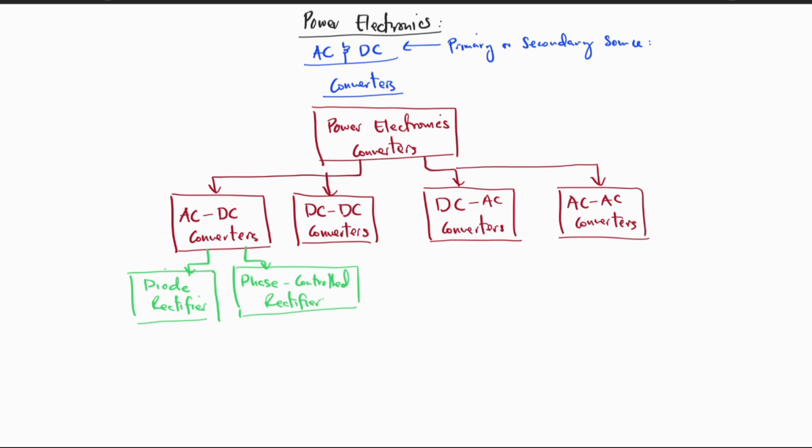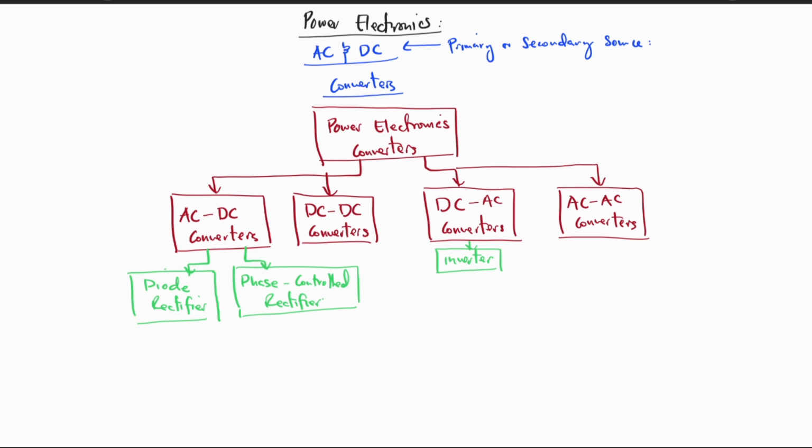And we have a DC to DC converter, such as the buck converter and the boost converter. And to convert the DC to AC, we have the circuit which we all know, such as the inverter. The inverter is responsible for converting a DC signal into an AC signal.